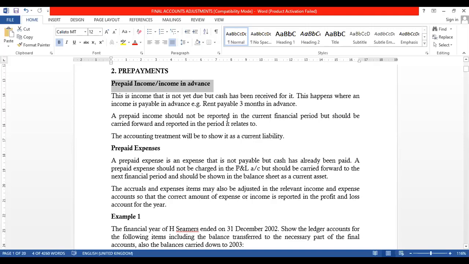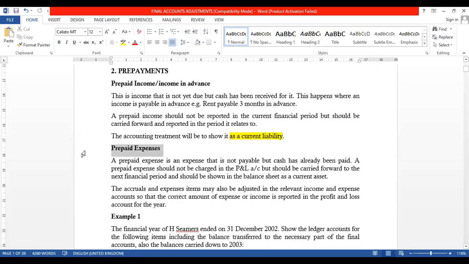And therefore, if it is in the additional information, then you should be able to adjust the relevant elements in the trial balance. Now, if it is received in advance, it must be shown as a current liability in the balance sheet. And of course, you will have to adjust the P&L if it is affected.